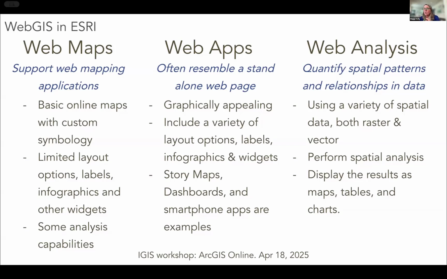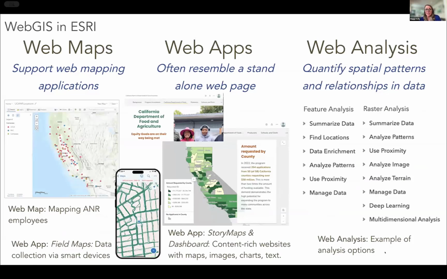We can add a lot more interoperability, more layout options, more ways to interact with the data. But the web apps are all based on what you've done in the web map. And then the third aspect about ArcGIS Online is web analysis. And this has been transformational in the last 5 years. Esri is adding more and more analytical capability to that cloud-based environment. It's extremely exciting. So this slide just repeats what I just said.